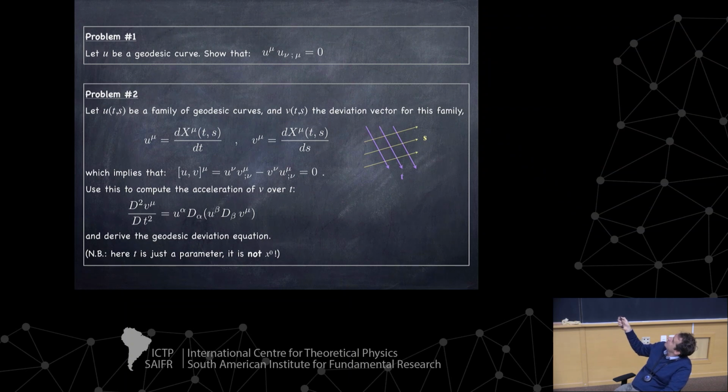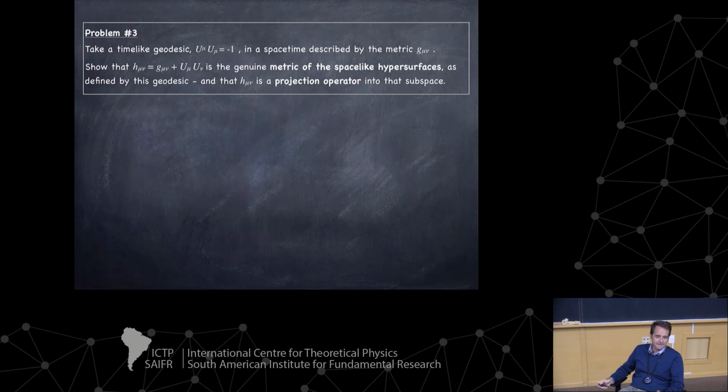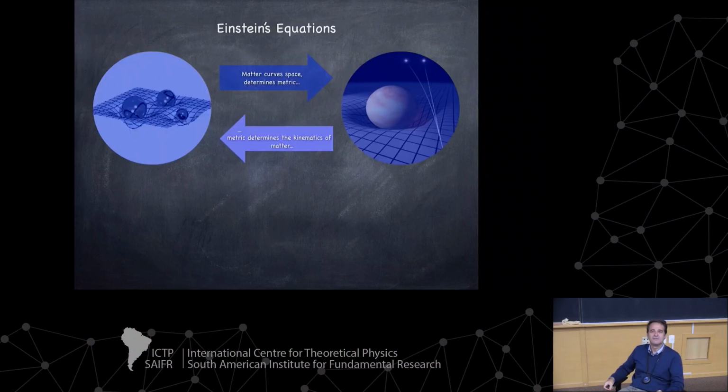Show that for a geodesic curve, this has to be true. Find an equation for the geodesic deviation, also called Raychaudhuri's equation. Show that there is a way of projecting the metric of space-time into space-like hypersurfaces. These are just some exercises in general relativity, okay? All right, yes?